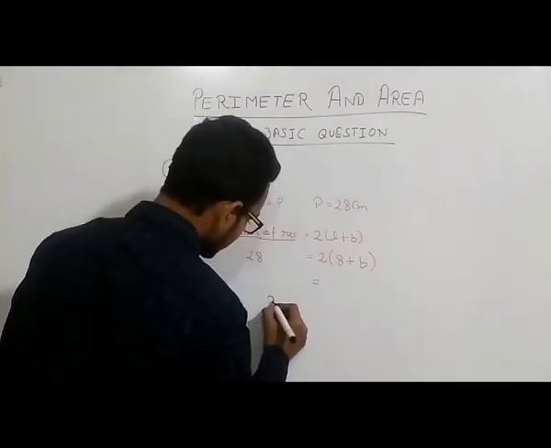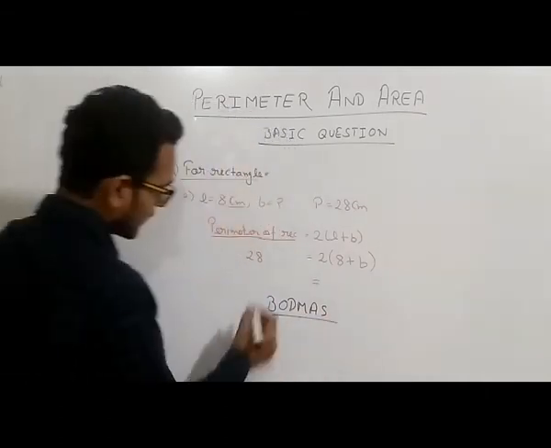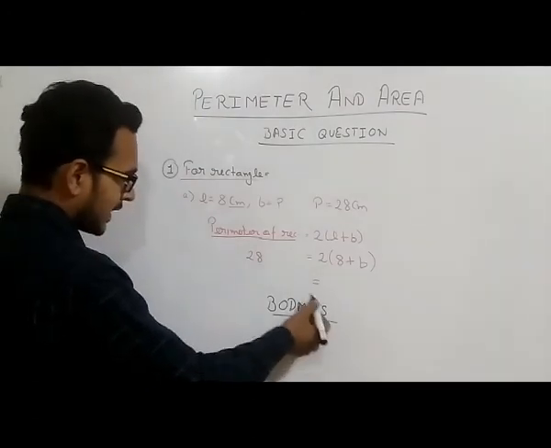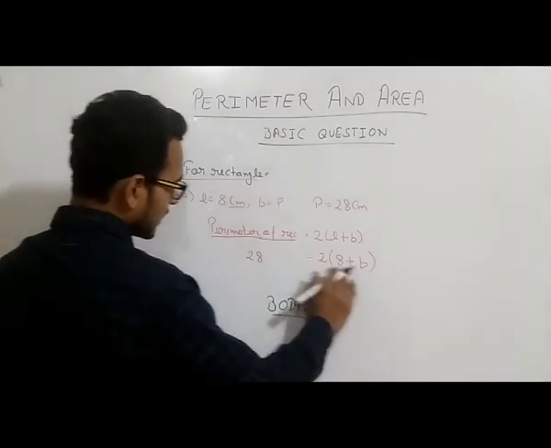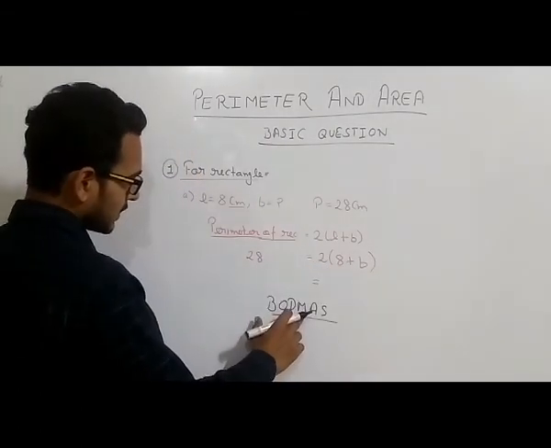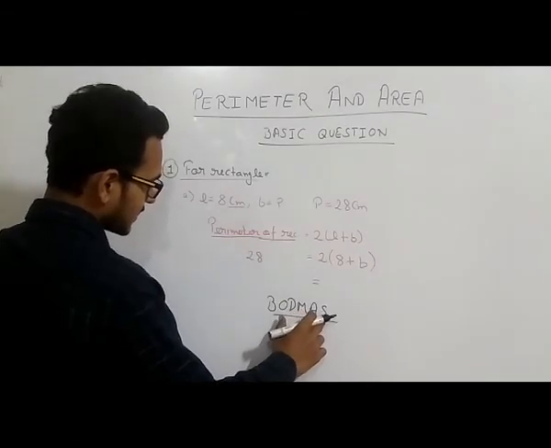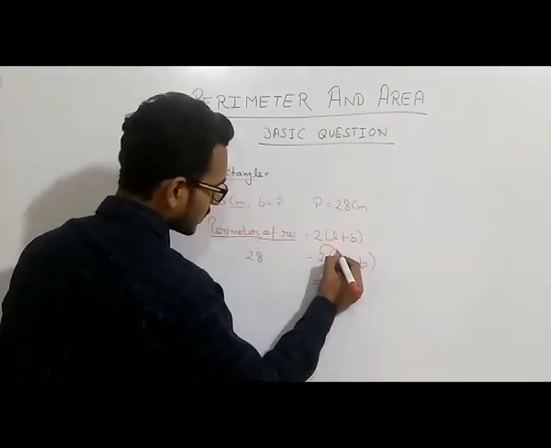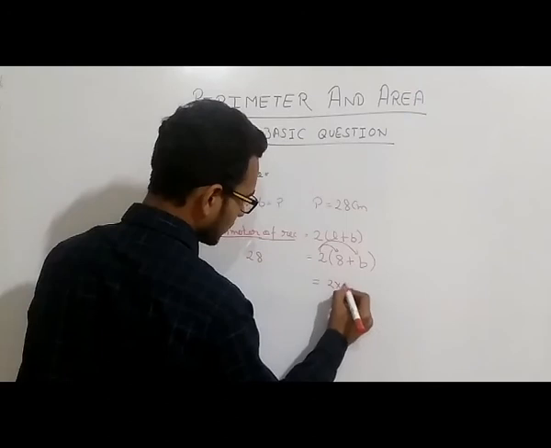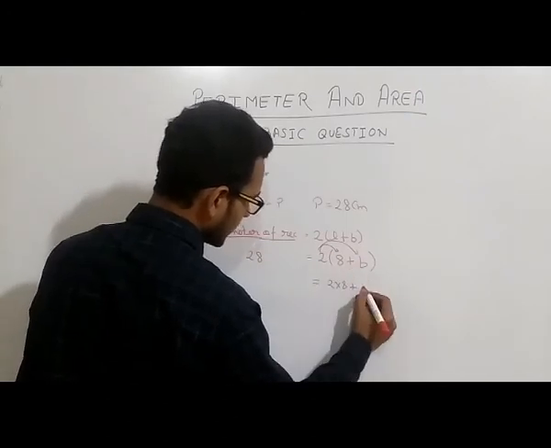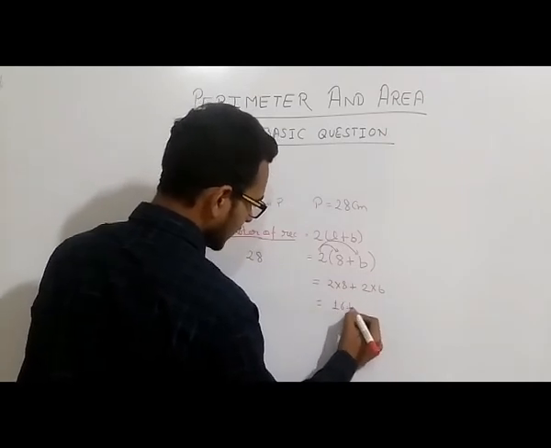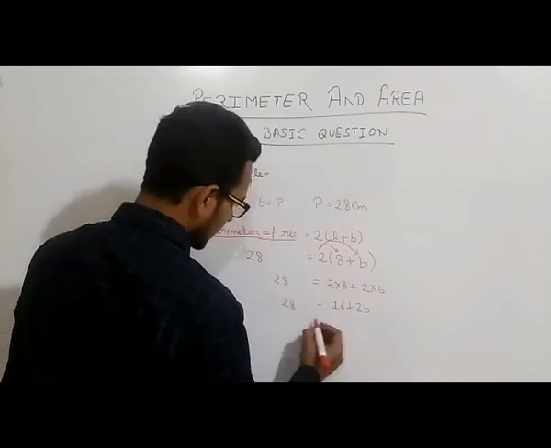BODMAS says first solve the brackets, then divide, then multiply, add, subtract. Here there is no divide, so we come to multiply, then add, then subtract. So multiply 2 by 8, then 2 by b. 2 into 8 plus 2 into b. Here 2 times 8 is 16 and 2 into b is 2b.